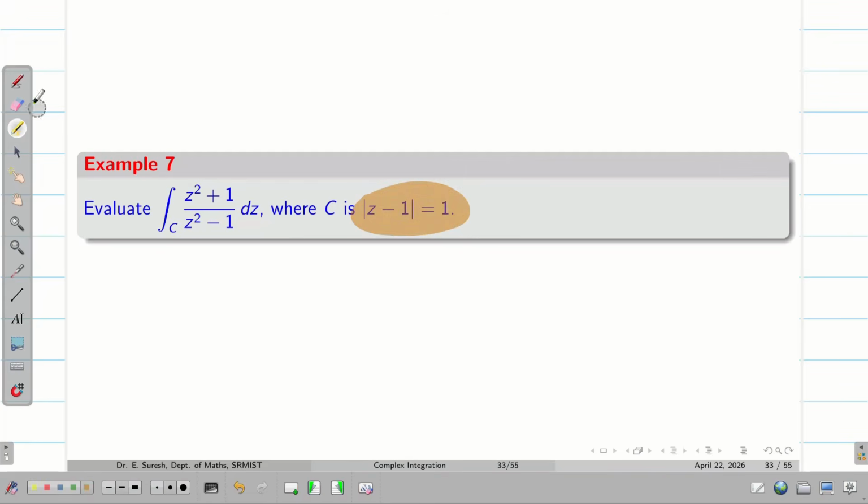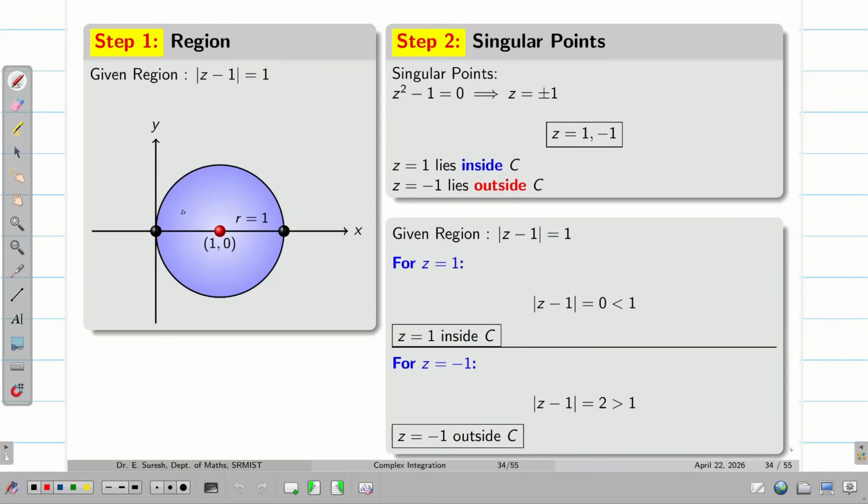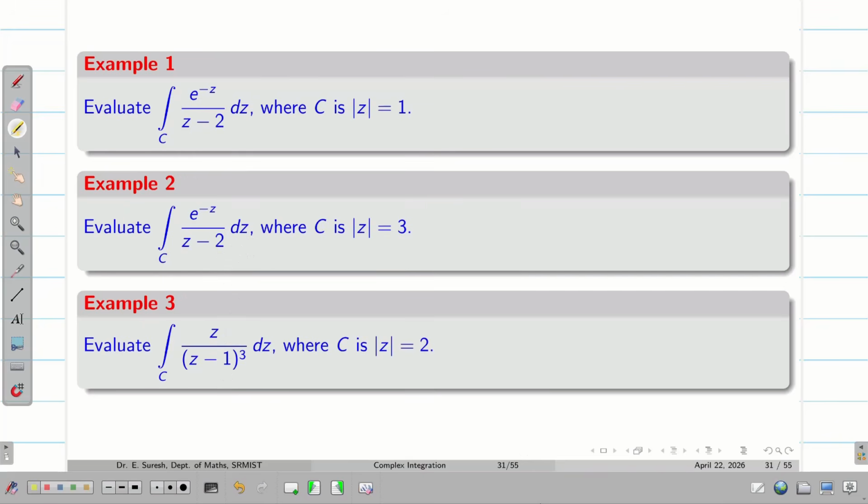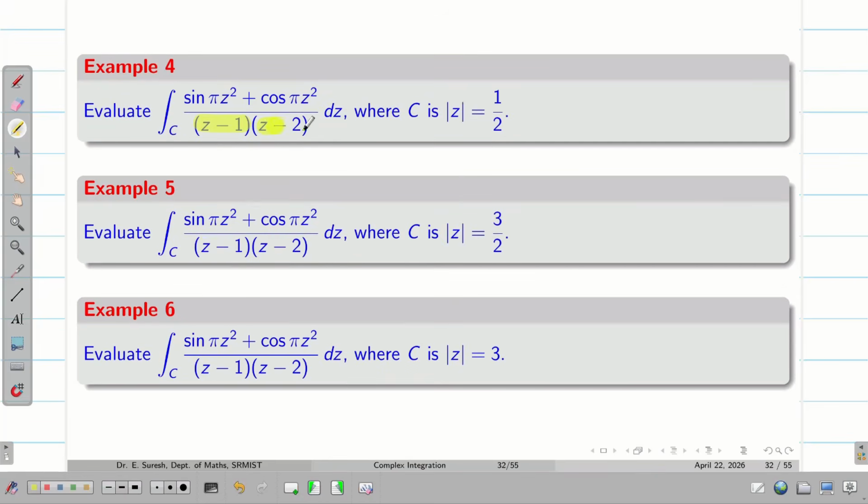In the next problem, we took a different region. It looks like modulus of z minus a is equal to r, where a is any complex number. In this case, it is not guaranteed that my center lies at (0, 0). So we solved this kind of problem and we can see the different region. Similarly, we did one more example with modulus of z minus i equal to 2. One more thing we have to note: in all our problems, my singular points are real numbers, so easily I can find the singular points.